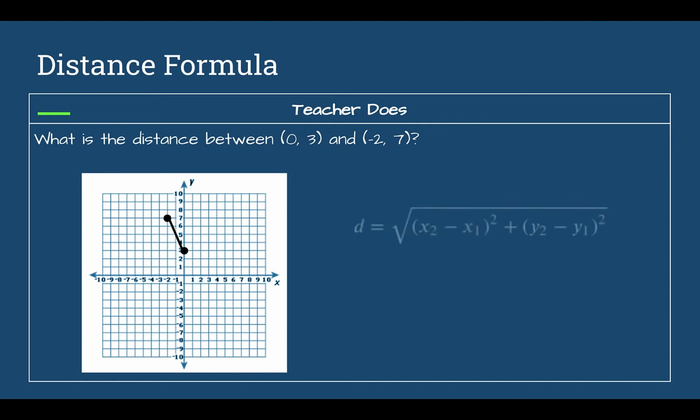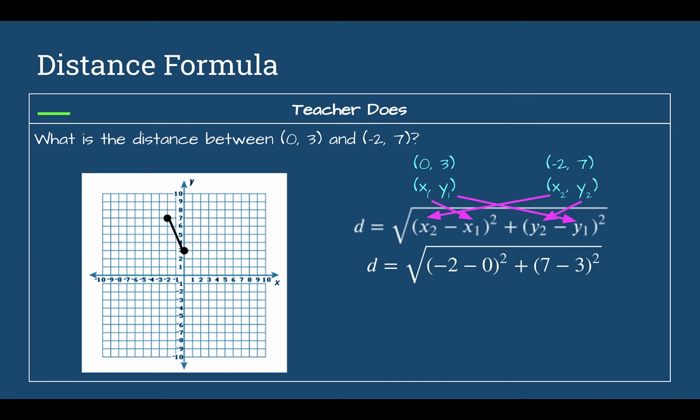I'm going to use the distance formula. So here we have it. My 2 coordinates, (0, 3) and (-2, 7). I'm going to say that (0, 3) is x1, y1, and (-2, 7) is x2, y2. For the distance formula, you just need to plug those numbers in. So I'm going to plug in 0 where x1 is, and 3 where y1 is, and -2 where x2 is, and 7 where y2 is. It would look something like this.